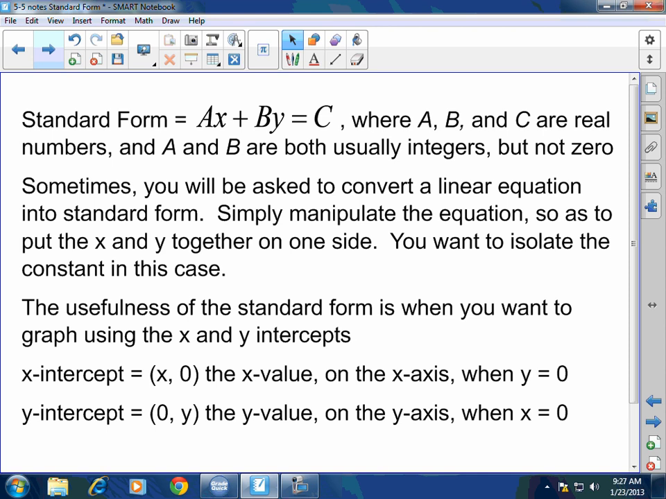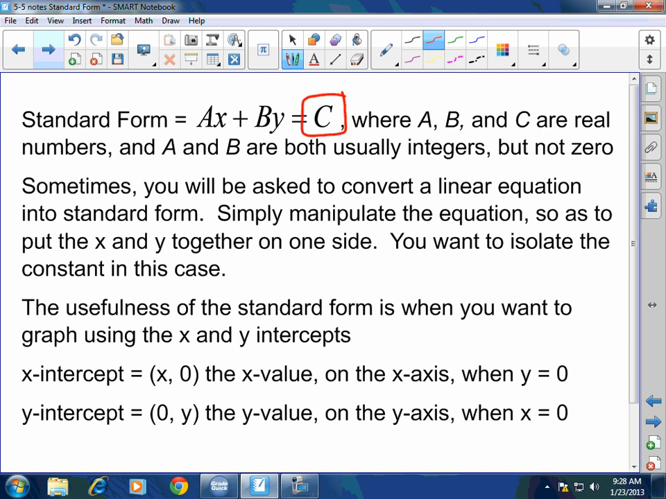Doesn't matter what c is. C can be a fraction. But a and b must always be turned into whole values, integers. Sometimes you will be asked to convert a linear equation into standard form. Okay? Simply manipulate the equation so as to put the x and the y together on one side. You want to isolate the constant in this case. The constant here is the c. C is what's constant because it's not being affected by the dependent x or the independent y.